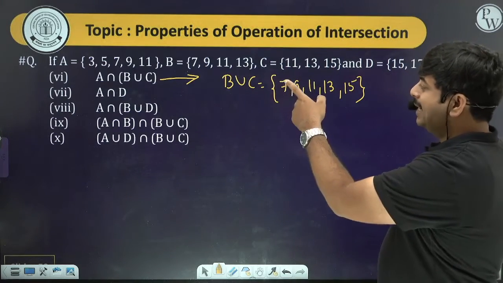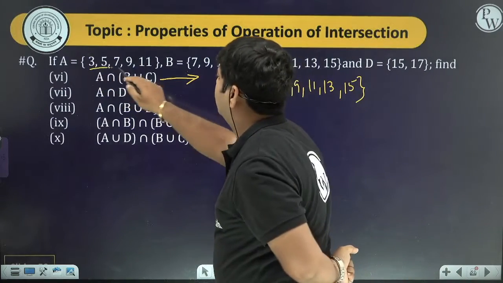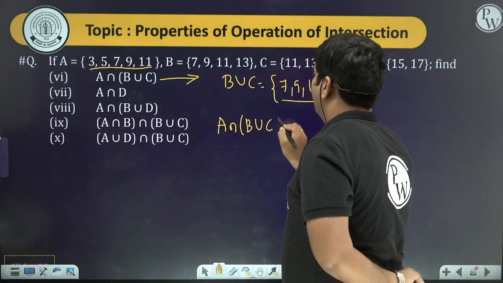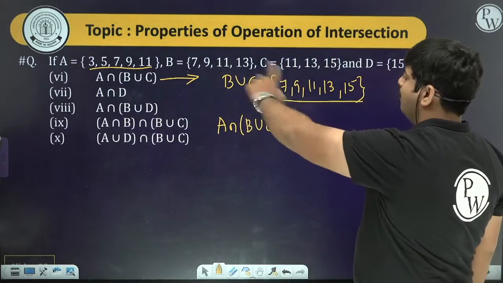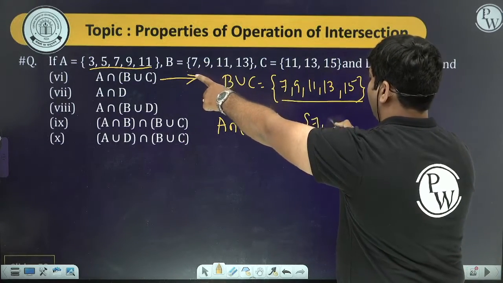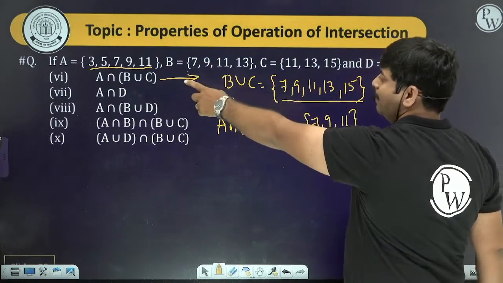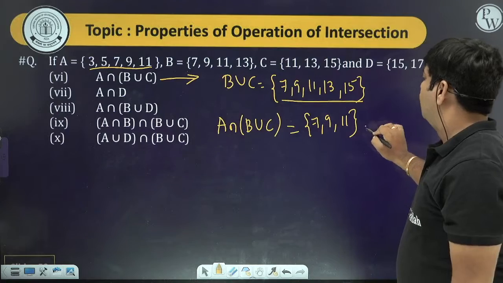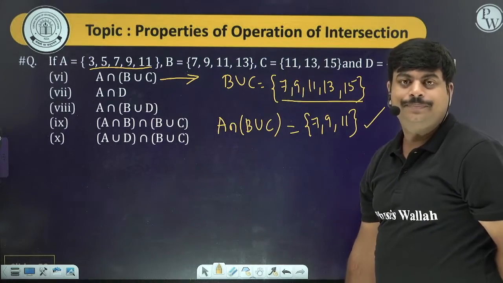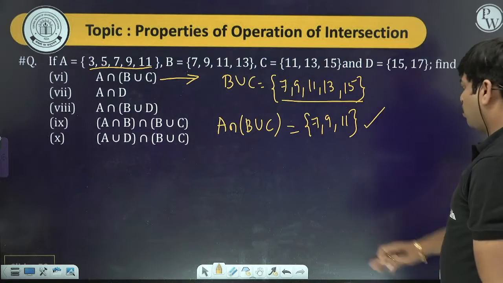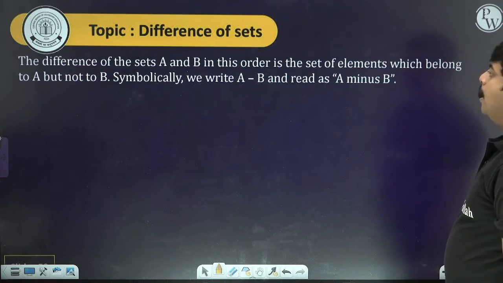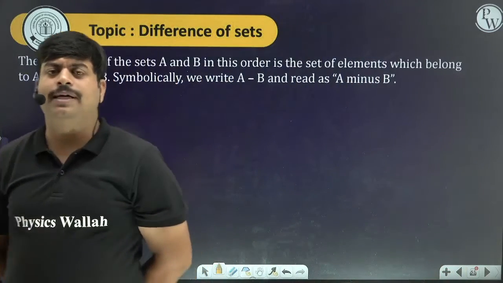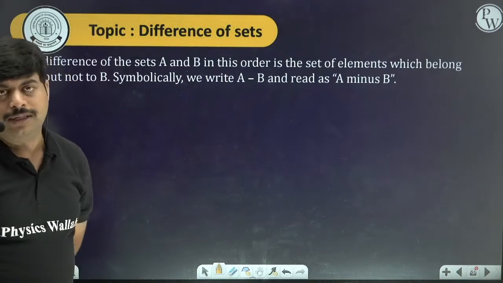Now I want to find intersection with A. A is this one. B union C is this one. So what are the common elements between these two? 3 is not there, 5 is not there, 7 is common, 9 is common, 11 is common. Carefully see, 7, 9, 11. So A intersection B union C will have all this: 7, 9 and 11. Okay. So the remaining things you can do on your own, people. Next one is the difference of sets, and probably we'll stop with this. We have one more concept, that is complement. Let's see if we have time, we will cover it, or else we'll take that for the next class.